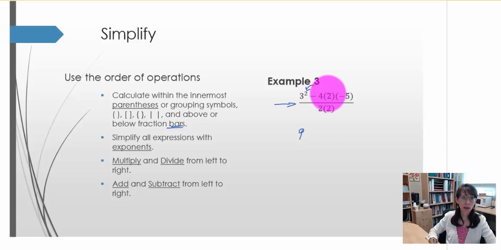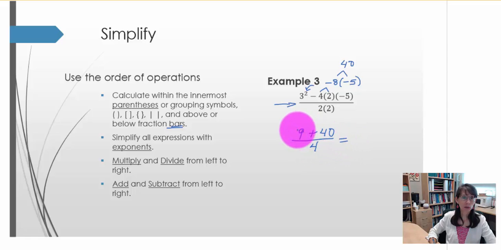So negative 4 times 2, that's going to give me negative 8, and that is what I will multiply by negative 5. So a negative times a negative will make a positive 40. So I really have 9 added to 40 for our numerator. In the denominator, this is much simpler. 2 times 2, that makes 4.